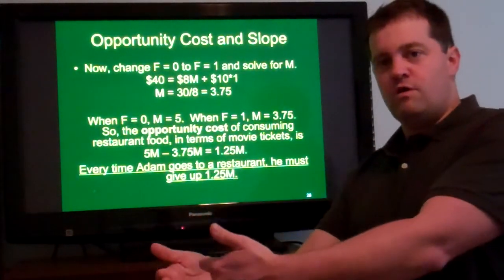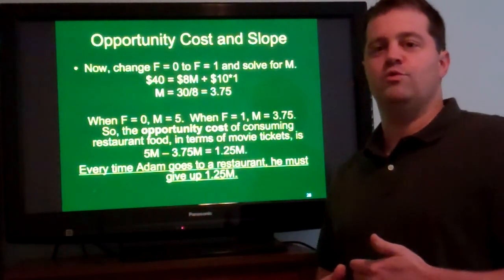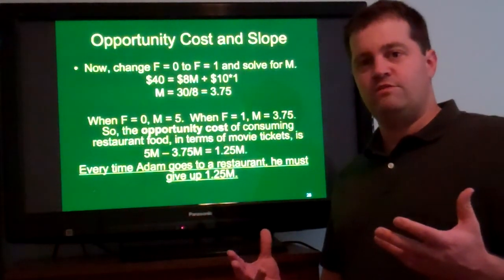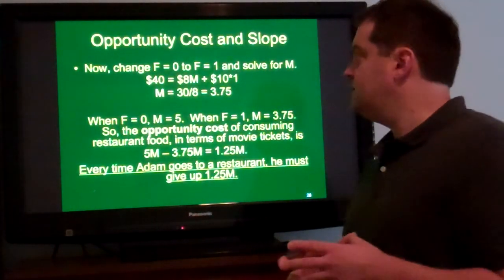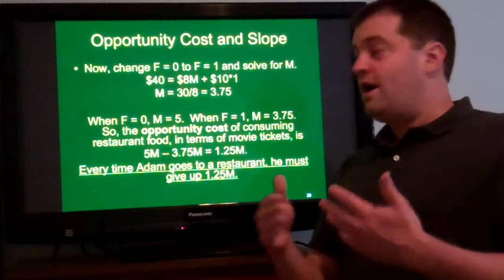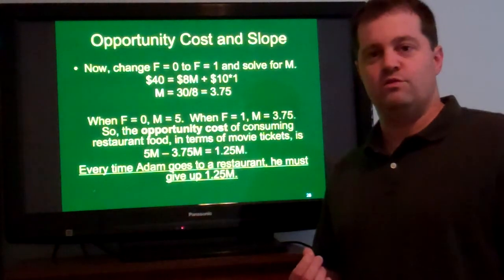When f equals 0, he gets 5 movies. When f equals 1, he gets 3.75 movies. And so he has to give up 1.25 movies in order to get that first unit of food. And this is a line, and so every time Adam goes to a restaurant, he has to give up 1.25 movies.